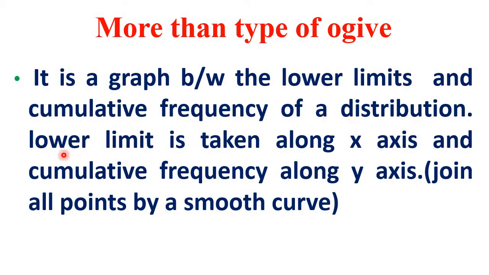Here the lower limit is taken along the x-axis and cumulative frequency is taken along the y-axis, and join all the points by using a smooth curve. Then we will get this type of curve. That curve is called the more than type of ogive curve. So here we have to remember that the lower limit must be taken along the x-axis and cumulative frequency must be taken along the y-axis. Then let us move to the problem.